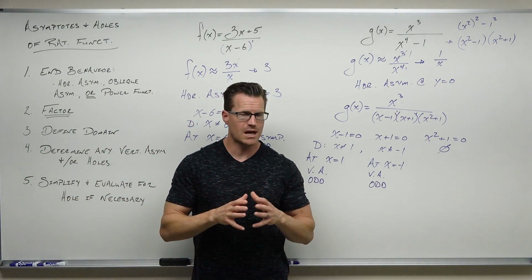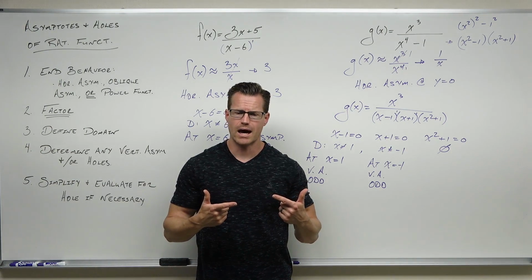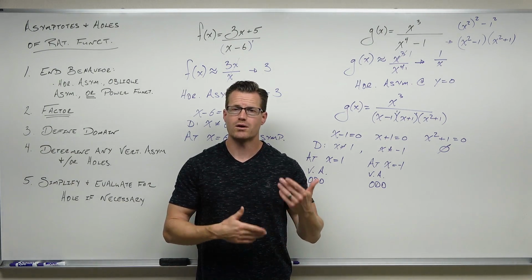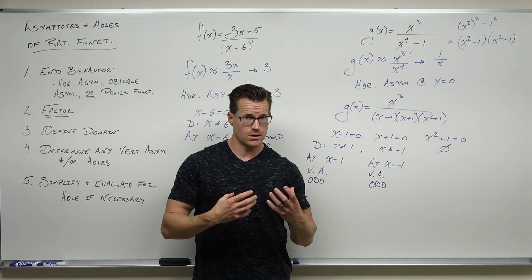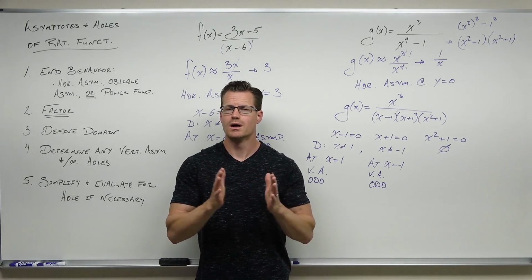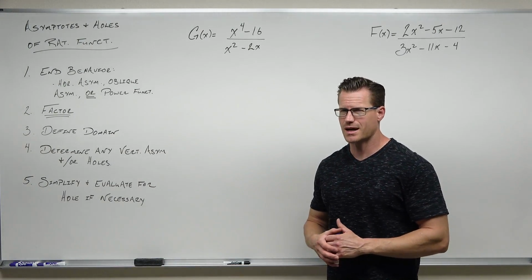We have 4 more examples. Again, I'm going to go quite quickly through them. I'm going to start showing you what would happen if we have a numerator larger than a denominator, whether we have an oblique or just end behavior. So we'll get to that in just a second. All right, let's get right to it. So we got a couple more examples.